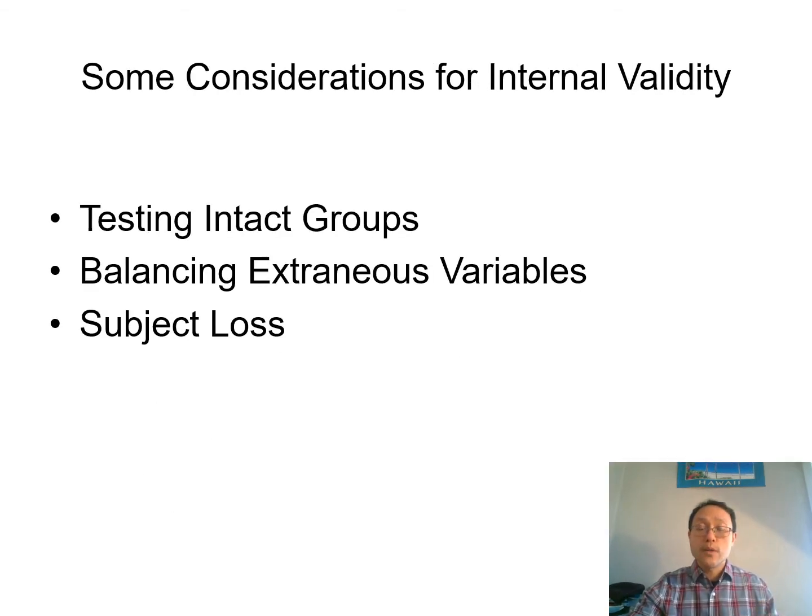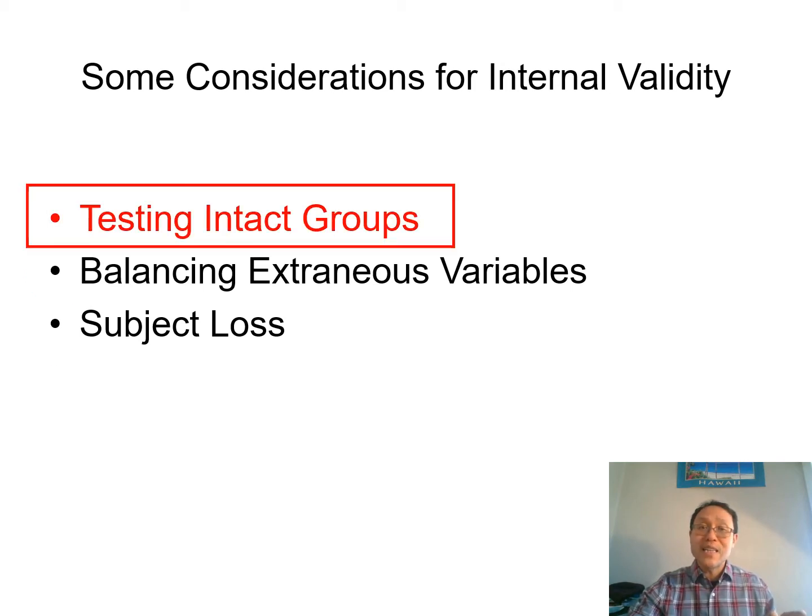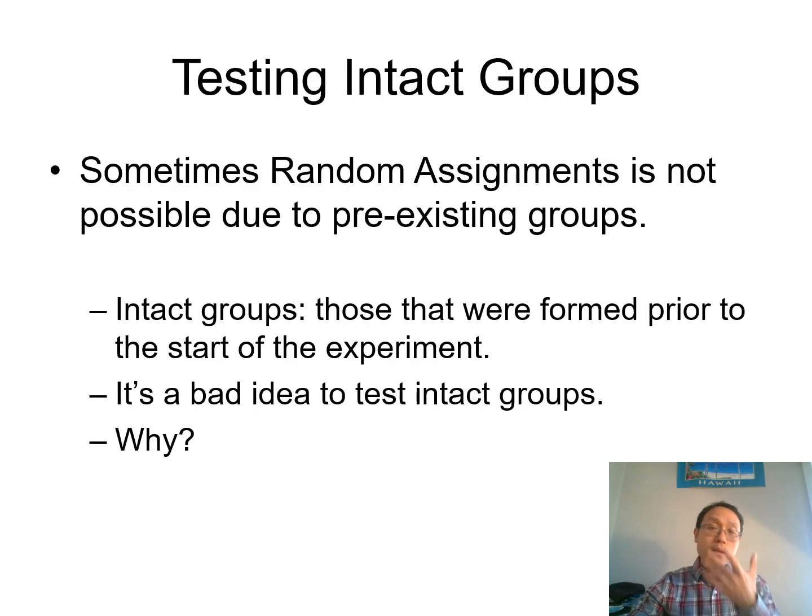Now, there are some considerations of internal validity. The first one is testing intact groups, the second one is balancing the extraneous variables, and the third one is subject loss. Okay, so let's talk about testing intact groups. Sometimes random assignment is not possible due to pre-existing groups. Intact groups are groups that are formed before the start of the experiment. And it's a bad idea to test intact groups.